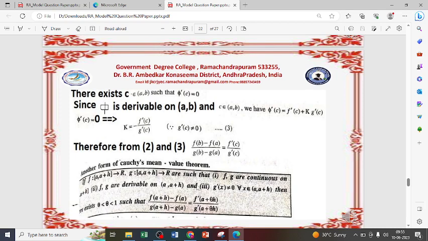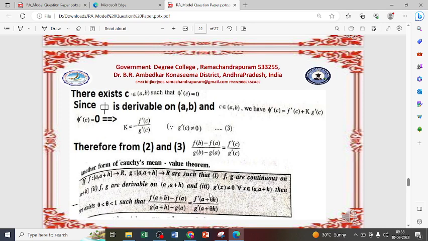Another form of Cauchy's mean value theorem. If f and g are mappings from the closed interval [a, a plus h] to R such that f and g are continuous on the closed interval and f and g are derivable on the open interval (a, a plus h).